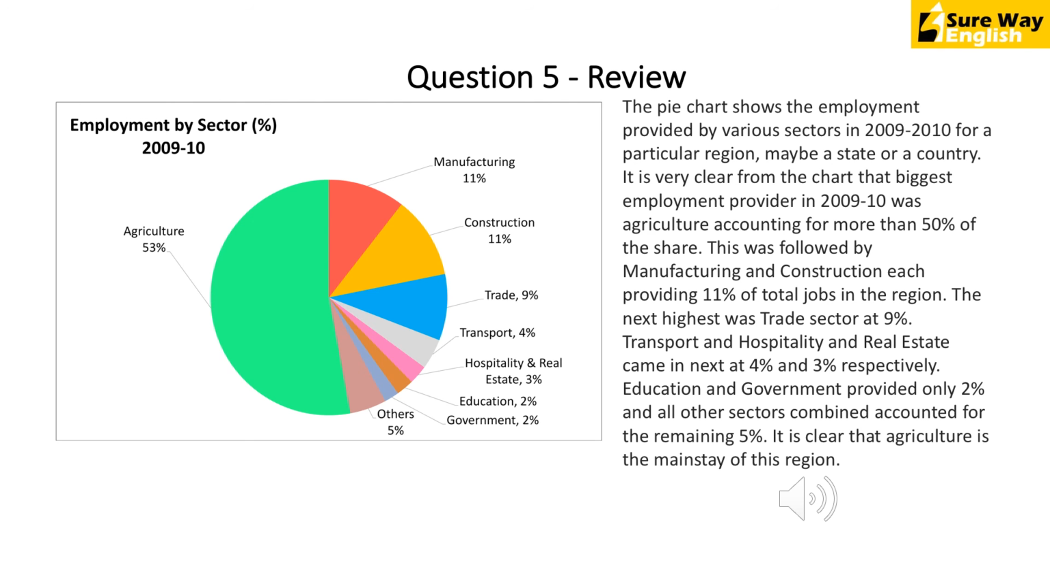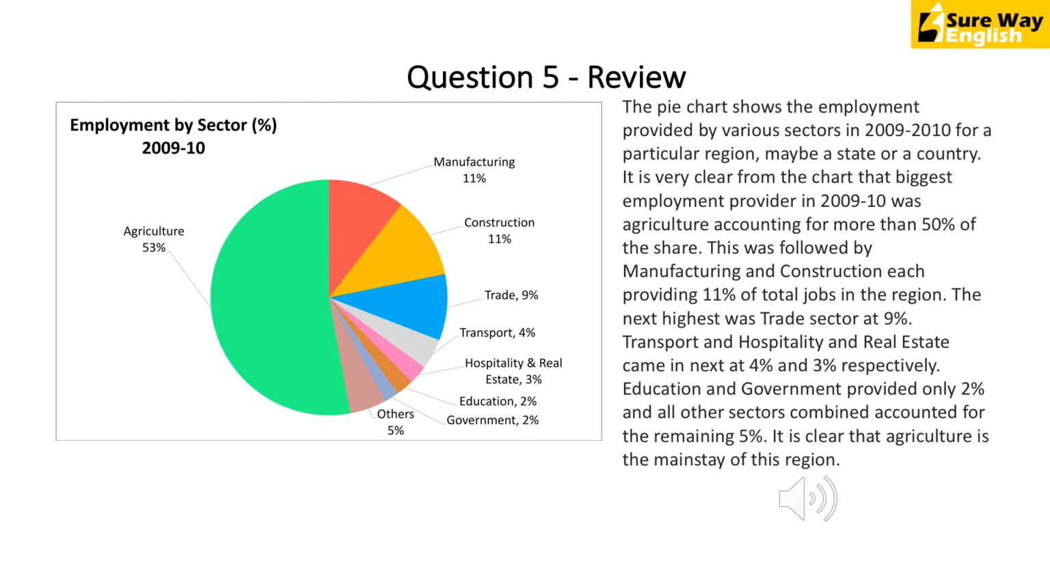So in that year. Now it doesn't say whether this is for any particular country or any particular region. So that's why we just say that the pie chart shows the employment provided by various sectors in 2009, 2010 for a particular region, maybe a state or a country. Okay. Now, then what you do is you look at the biggest part, the biggest chunk of it.